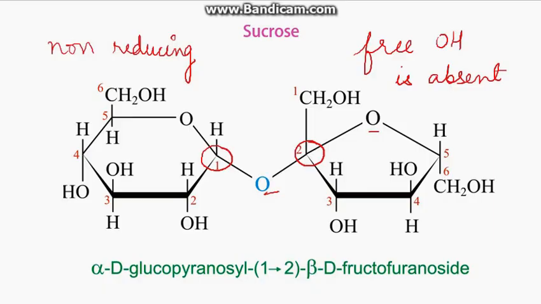So therefore, we learn from this example that it is important to have a free OH group at the anomeric carbon for a sugar to be reducing in nature. Once again, the meaning of the term non-reducing is when a sugar is unable to react with Benedict solution and Fehling solution, basically giving negative tests for these. On the other hand, a sugar is reducing when it is able to react with these solutions.